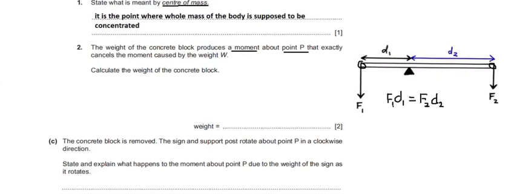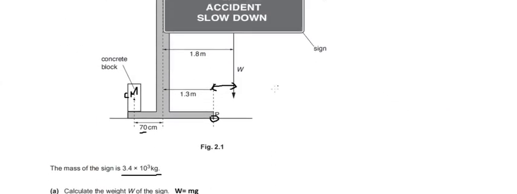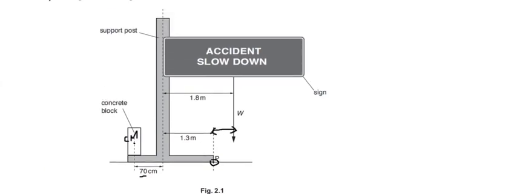So this is called the equilibrium position. In this case also, the moment produced by the weight about point P is equal to the moment produced by this concrete block about point P, and that's why they cancel each other, and that's why this support post is not falling either on the right hand side or the left hand side. It is standing vertically and constantly, because the moments are equal and opposite.